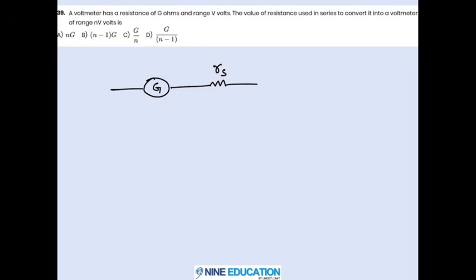Now, what is the maximum value of current that can pass through this voltmeter? Let us say that the maximum value of current that can pass through the voltmeter is IG. This is the maximum value of current. When the maximum value of current passes through this voltmeter, then the potential drop that occurs across this voltmeter is V volt. That is the question basically. Range V volt and maximum potential drop across the voltmeter is V volt. That happens when maximum current passes.